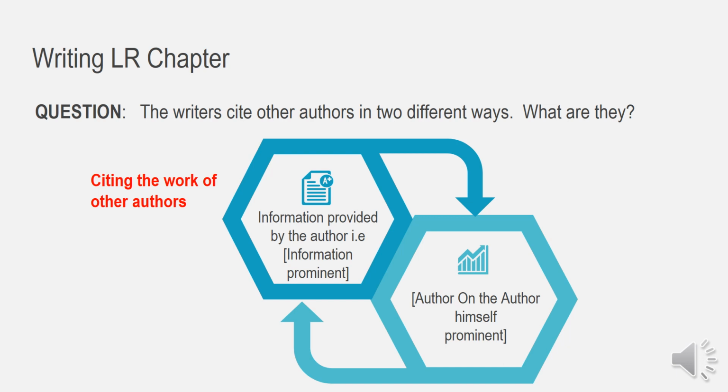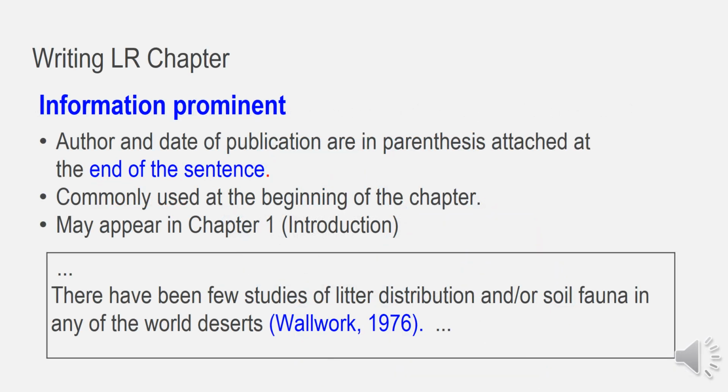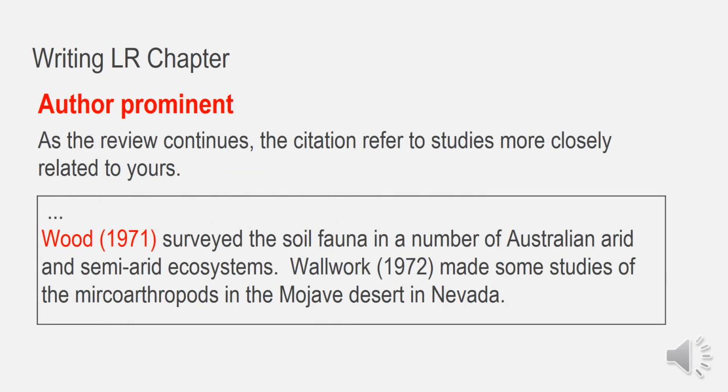What are information prominent and author prominent? Information prominent can be used when the findings of previous researchers are reported, followed by the author's name and the year of publication. On the other hand, author prominent can be used when the information comes after the author's name and the year of publication. You can use these two alternately. This is the example of citing researchers using information prominent. This is the example of citing researchers using author prominent.